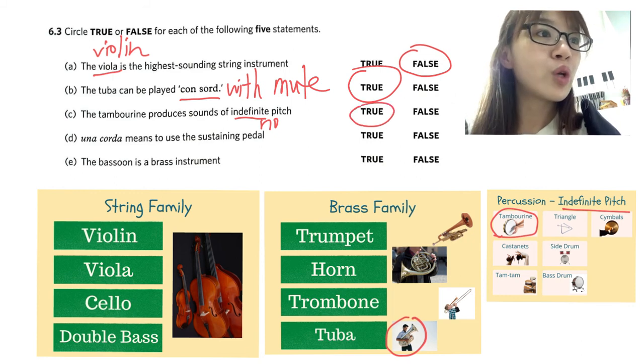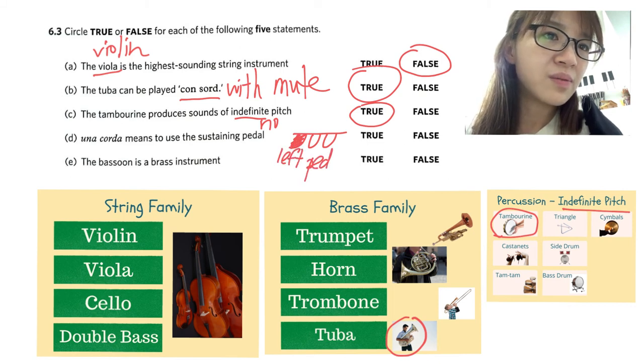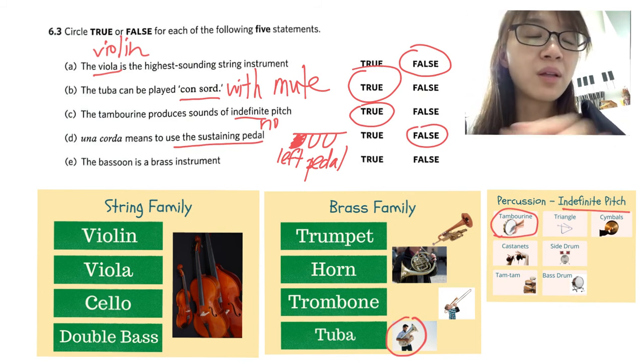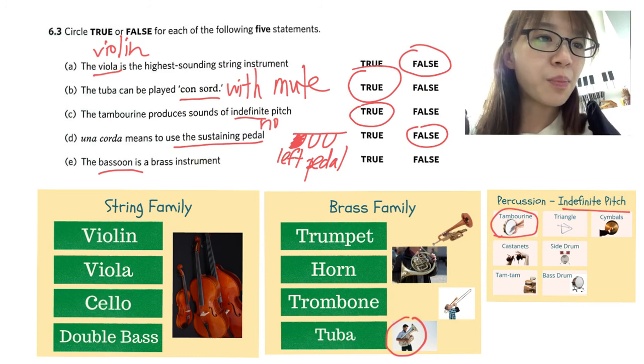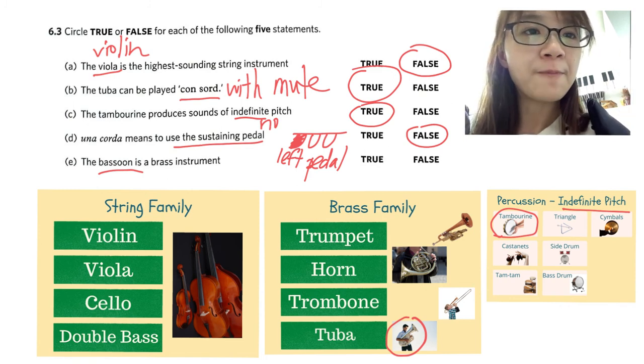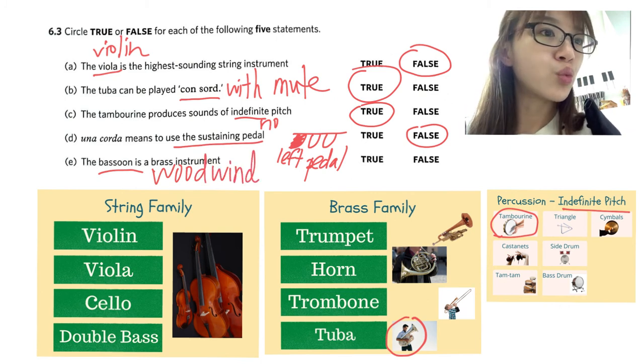Una corda is a term we always use in piano, for the foot pedal. Una corda means you press the left pedal. It's not the use of the sustaining pedal. The sustaining pedal is the right pedal, so it's false. Una corda is the left pedal. Bassoon is the brass family? Bassoon is not the brass family, because the brass family is trumpet, horn, trombone, and tuba. Bassoon is the woodwind family. So this is false. It should be woodwind family.